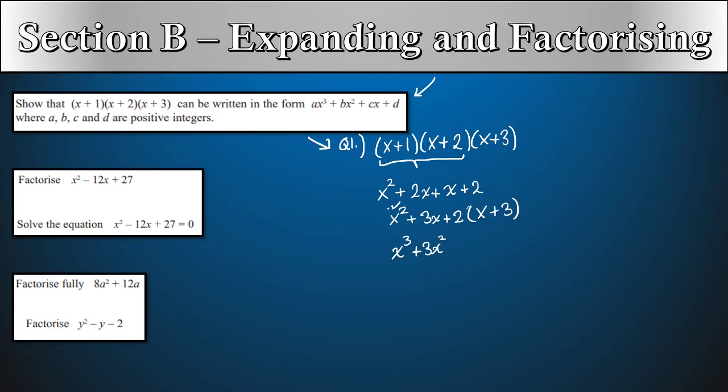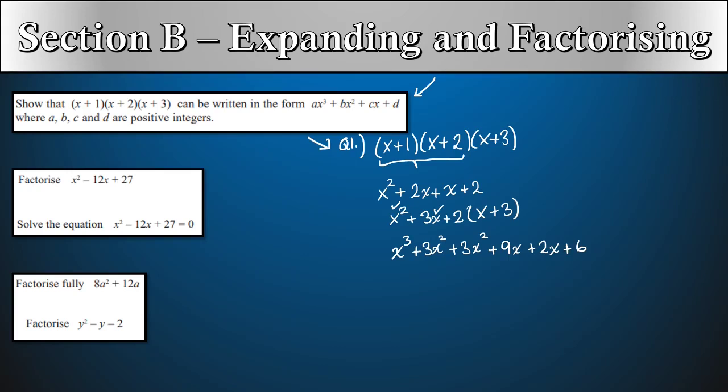So that's the x squared done. So I'm going to give it a little tick to say we've done that one. Now we move on to the 3x. So 3x times x gives us 3x squared. So now all we need to do is 3x times 3, which gives us 9x. So we've done the 3x. And then finally, let's do the 2. 2 times x is plus 2x. And then finally, 2 times 3 gives us plus 6 there.